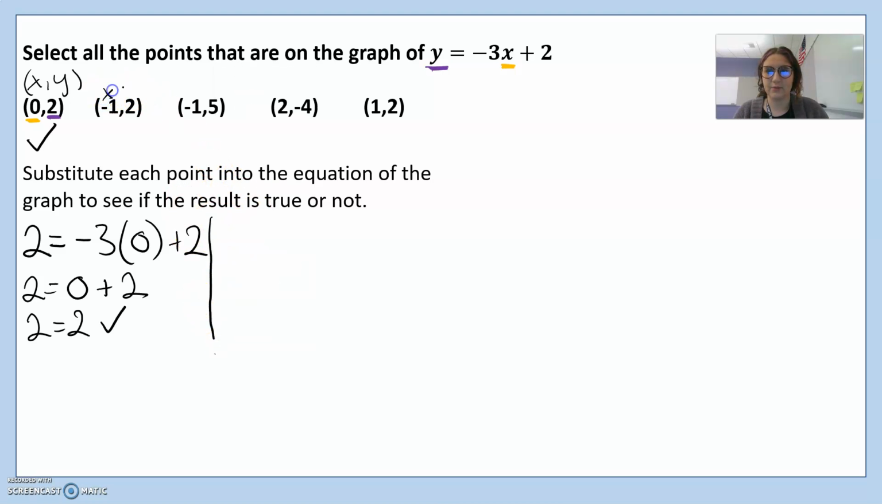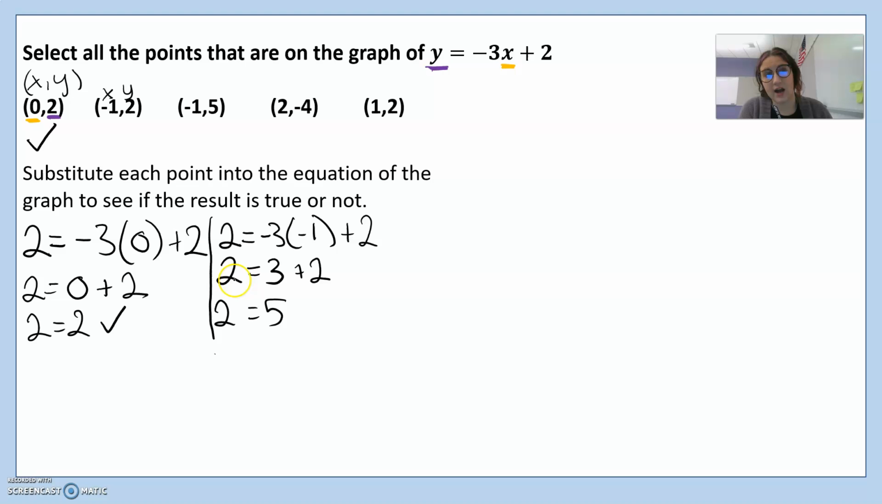So my x is negative 1 and my y is 2. I'm going to plug these numbers into the equation. So y is 2 equals negative 3 times negative 1, which is x, plus 2. All right, let's simplify. 2 equals negative 3 times negative 1 is positive 3, and then plus 2. And then 2 equals 5. This is not true. 2 does not equal 5, not in this world. So this point is not on the graph.